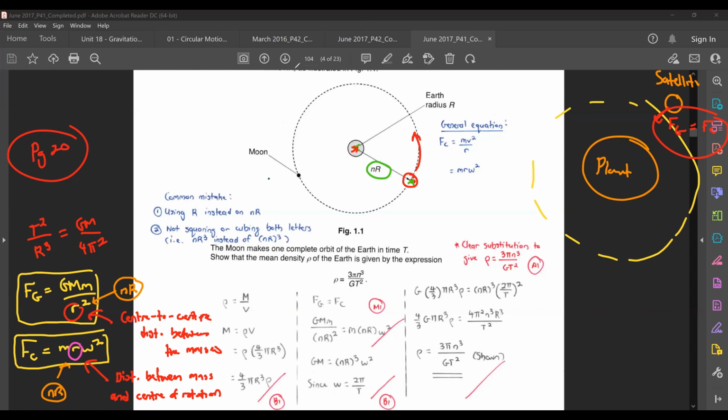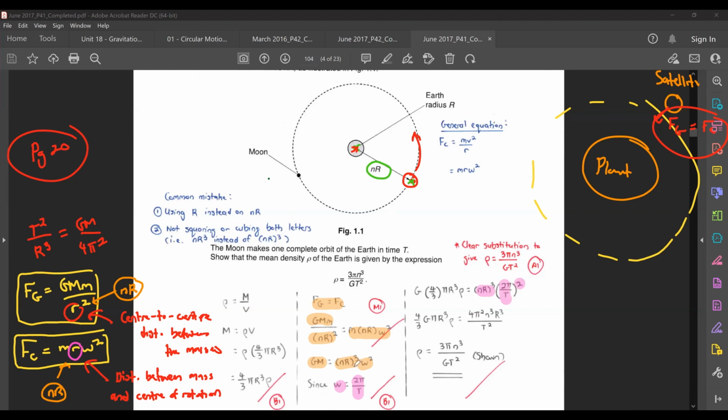All right, so if you already get that, you see here Fg equals Fc, GMm over nR squared equals m nR omega squared. Eventually you get GM equals nR cubed omega squared. From here, you just want to get rid of the omega, where you sub in omega equals 2 pi over T. So on the right hand side, you get nR cubed times 2 pi over T squared.